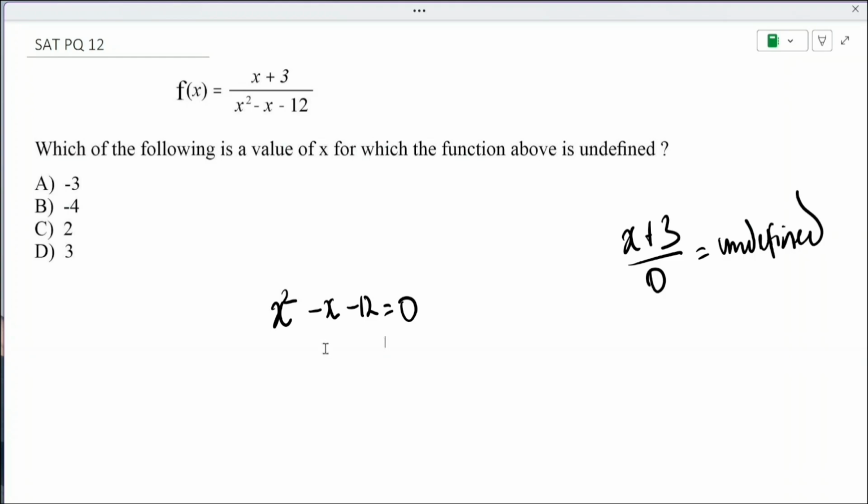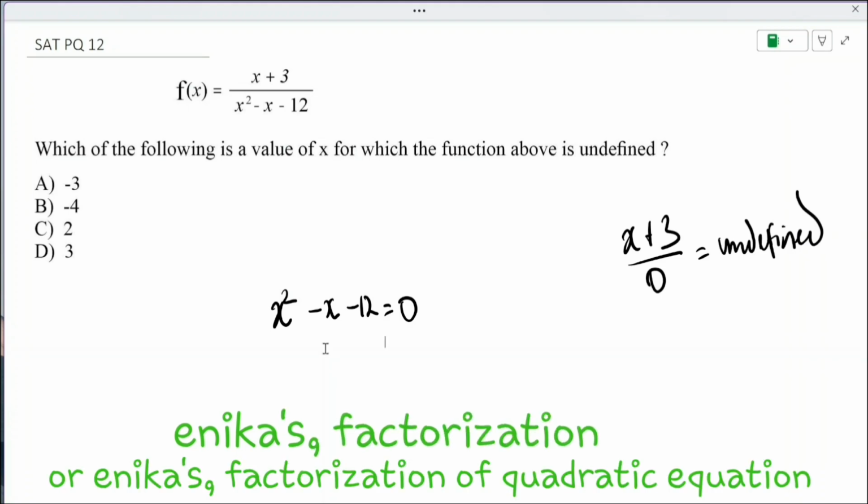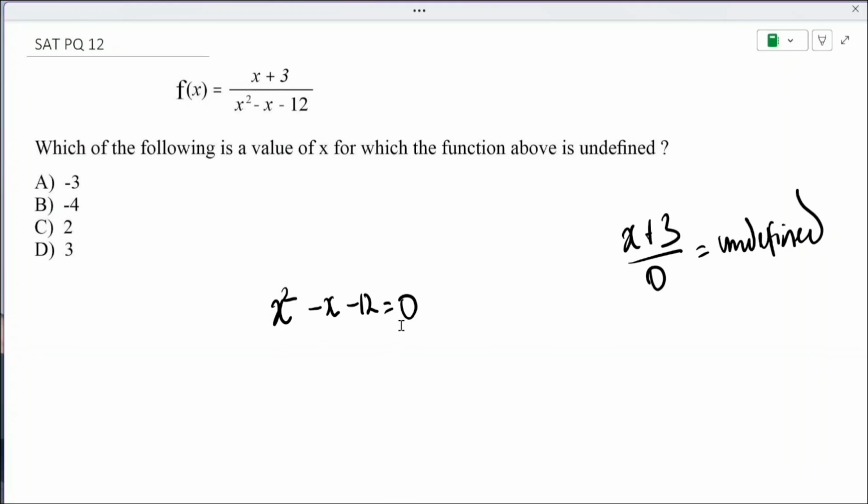It's just factorizing a quadratic expression. And if you're having a problem with factorization, just simply type on the YouTube search bar Enika's factorization. You see videos on how to factorize. You have to factorize to solve for x. So let's factorize. To factorize, first you consider the coefficient of x squared. The coefficient of x squared is 1. So it has little to do with the question in this case.